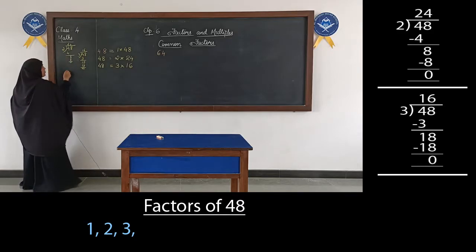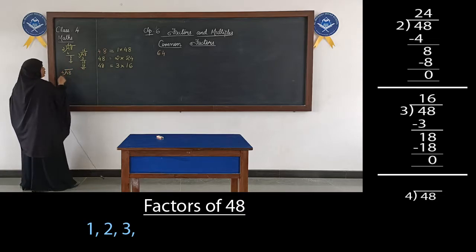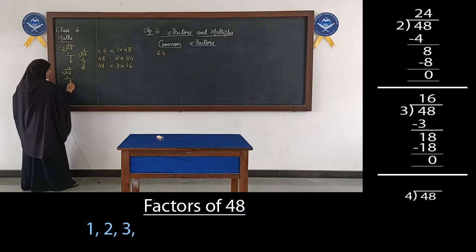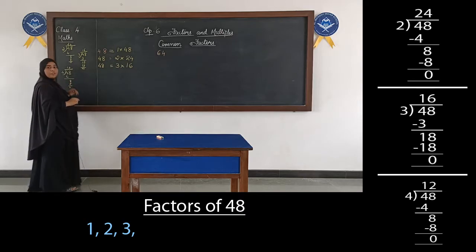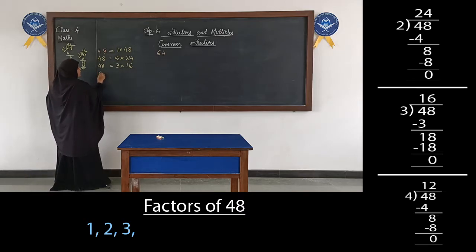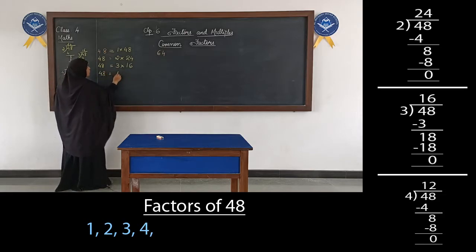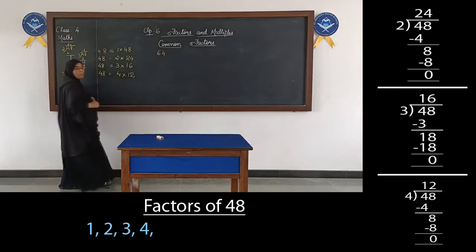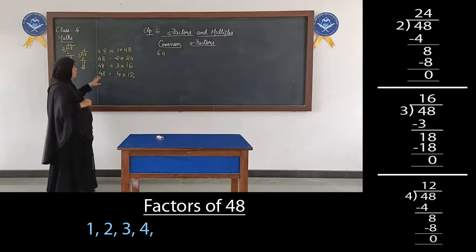We will try for 4. We will divide 48 by 4. 4 1s are 4, 4 2s are 8. Yes, again it divides completely. So 4 is a factor of 48. So 4 into 12. 4 and 12 are factors of 48.